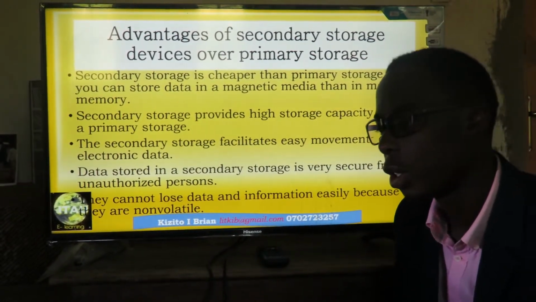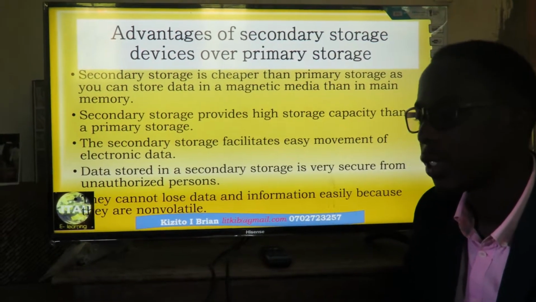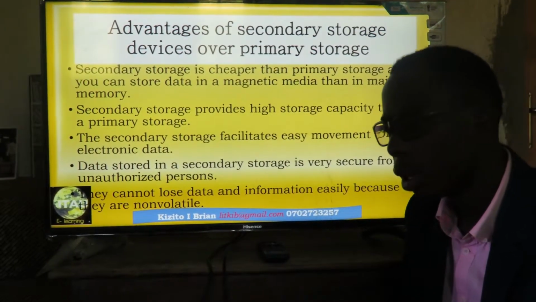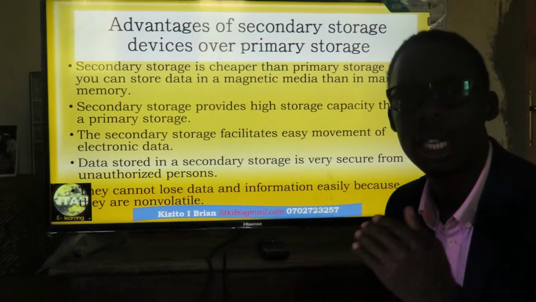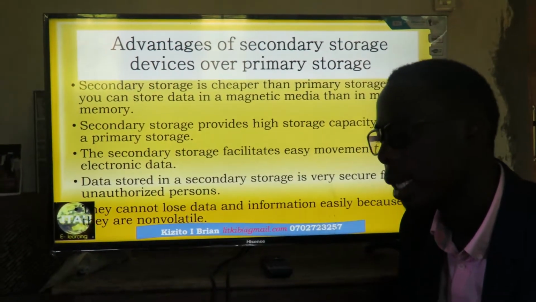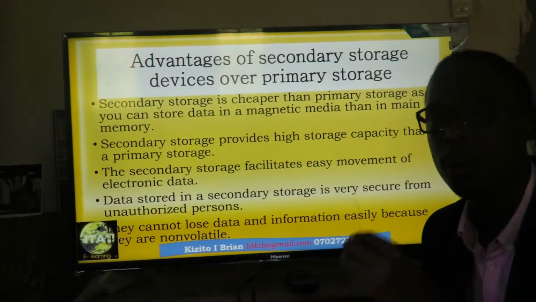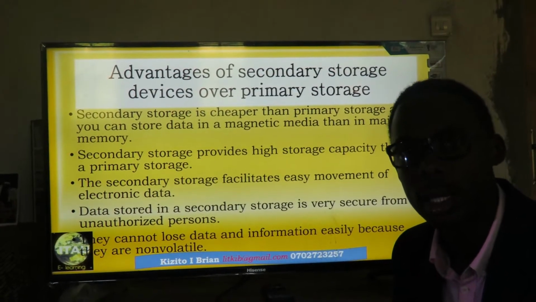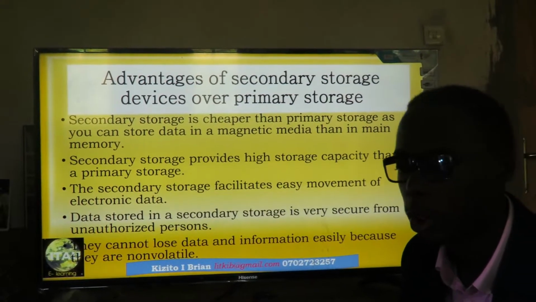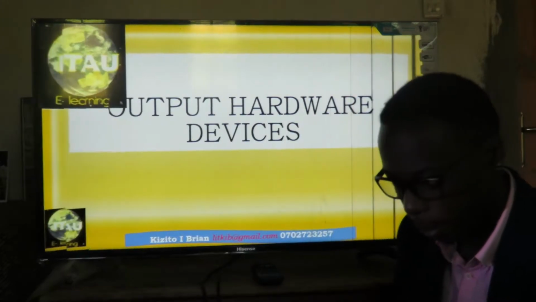Advantages of secondary storage devices. Secondary storage devices are cheaper. Secondary storage devices provide high storage capacity. Secondary storage devices facilitate data movement from place to place, and data stored in secondary storage is very secure and is kept private. Therefore, unauthorized users cannot access this data that is stored on secondary storage devices.